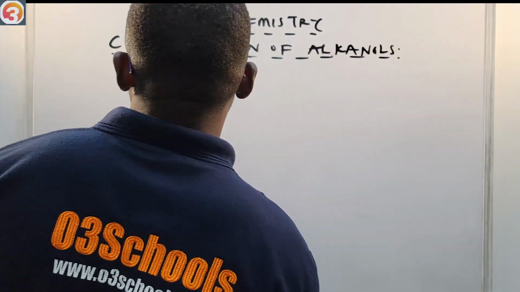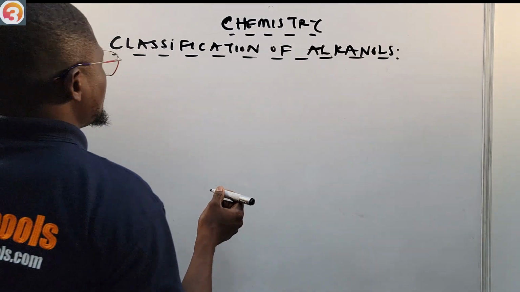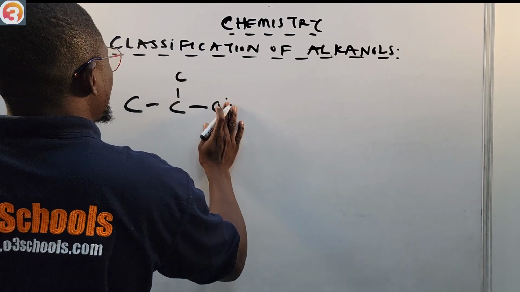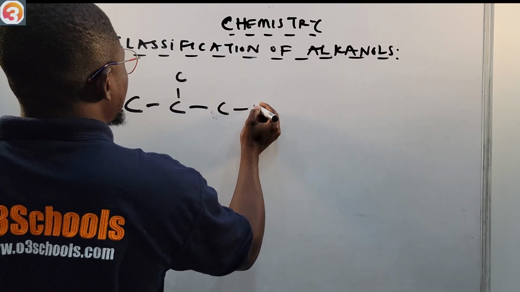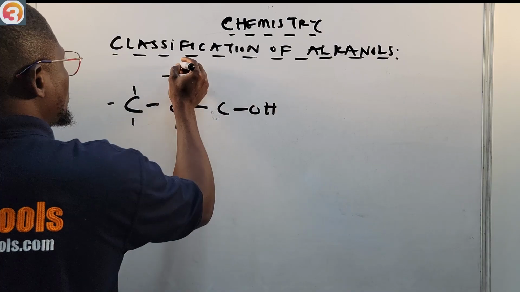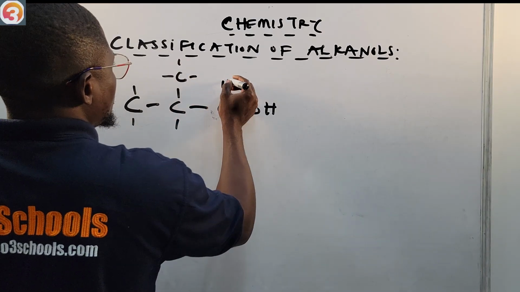All right, so let us see the first example. So we have C. Let me say C. Then here OH. Let's complete our structure. All right. H.